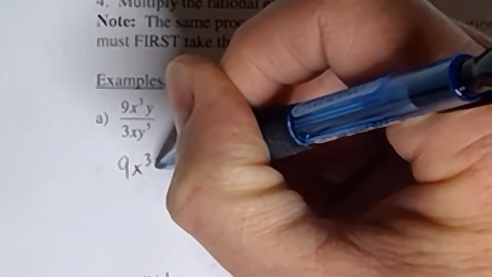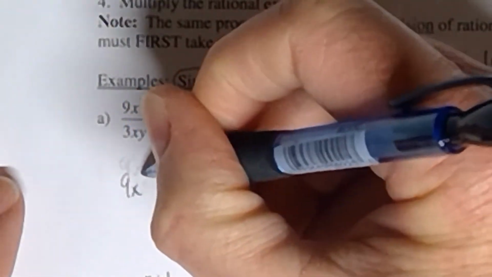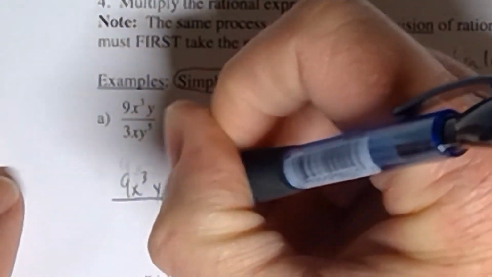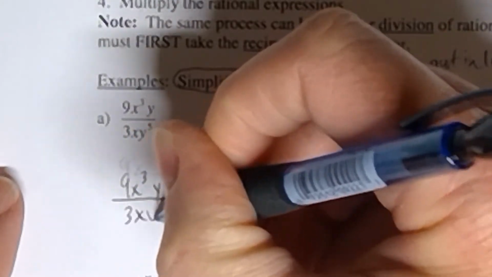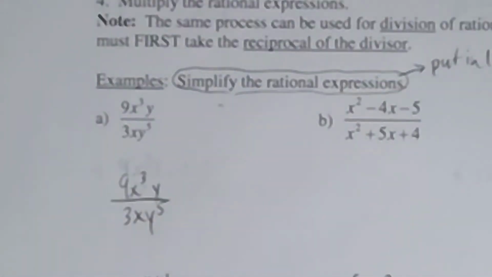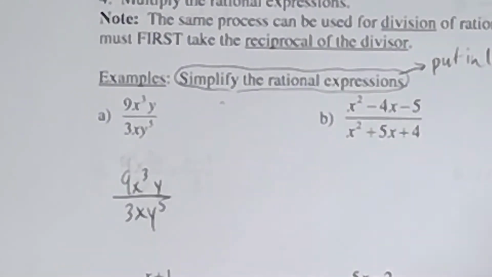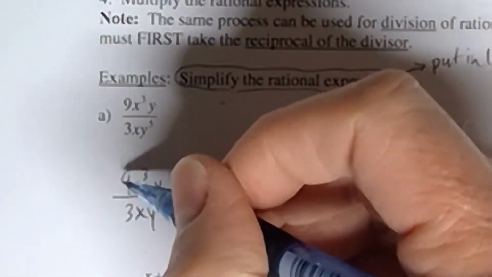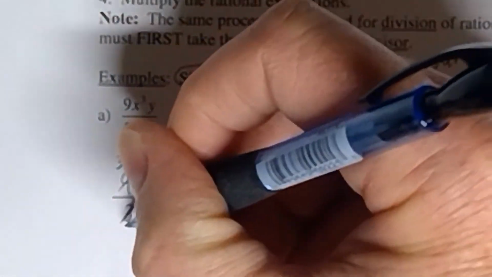Let me just rewrite the problem here a little bit bigger so that it's easier to cancel. And in fact, I need to give even more space than that so we have room to write stuff when we do cancel. There we go. That's a little bit better. So, 9 and 3. What's a common factor of 9 and 3? In other words, what's a common number that we could divide into that? Well, it would be 3, right? Okay. And we get 3 over 1.